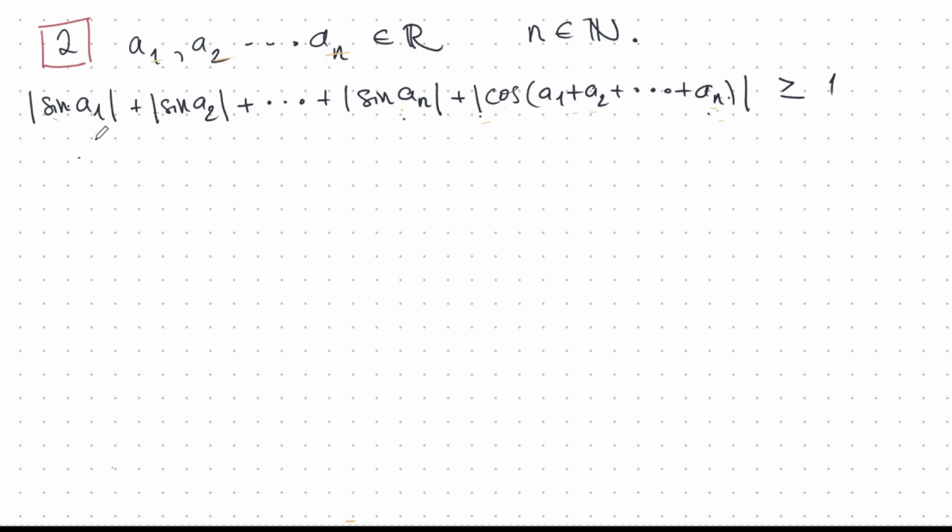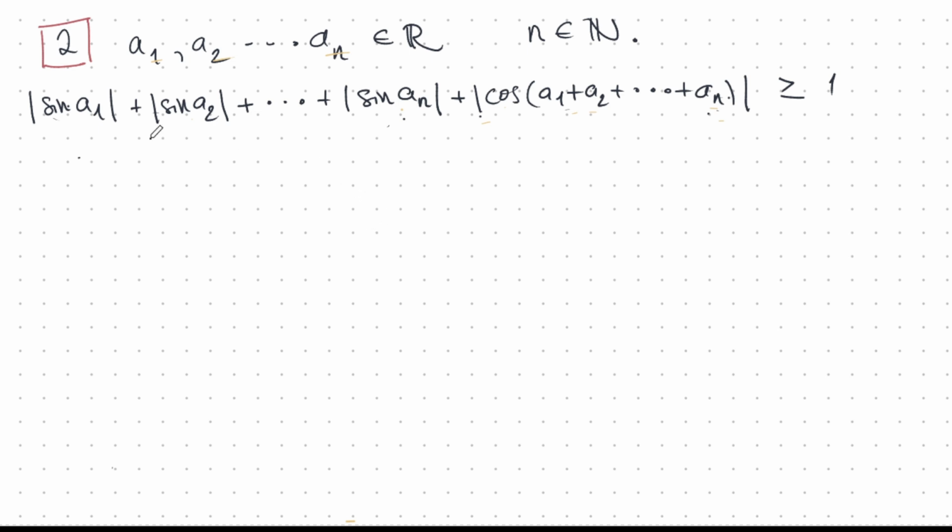There's n of them. Then this is true: the sum of all these absolute values of sines, plus the absolute value of the cosine of the sum of all the angles, is greater than or equal to 1. I think it's really not obvious.